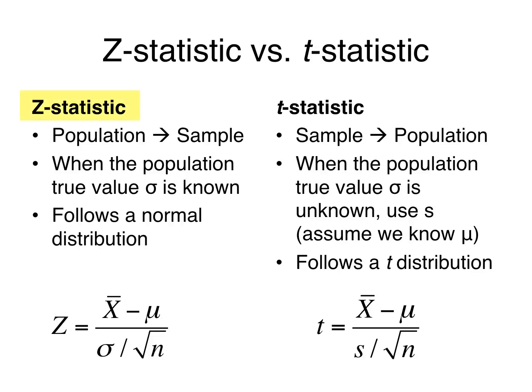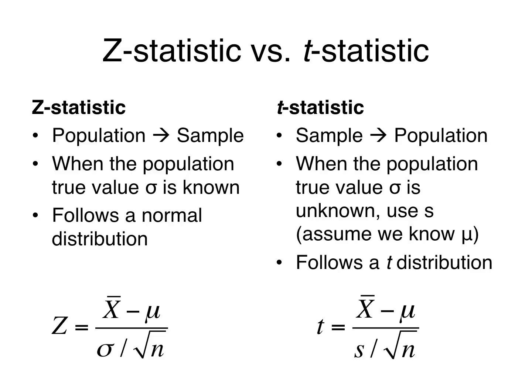A Z-score is a standardized score used when the population standard deviation is known. When we take a sample of data and calculate a sample mean, a Z-score tells us how many standard deviations our sample mean is from the true mean. And as we discussed in previous tutorials, Z-scores follow a normal distribution. And they're calculated by subtracting our sample mean from the true mean and dividing by the standard deviation of the sample mean.